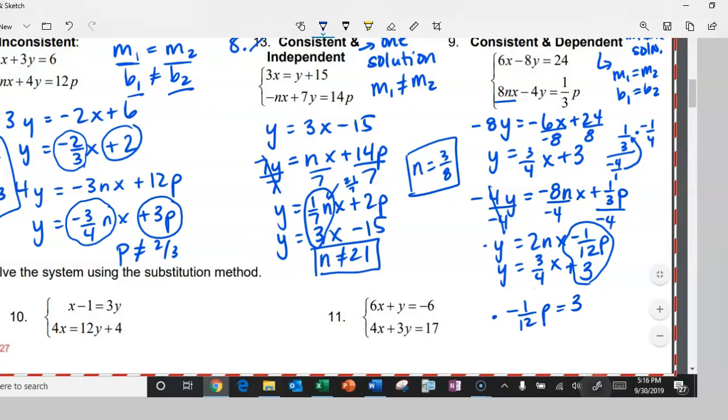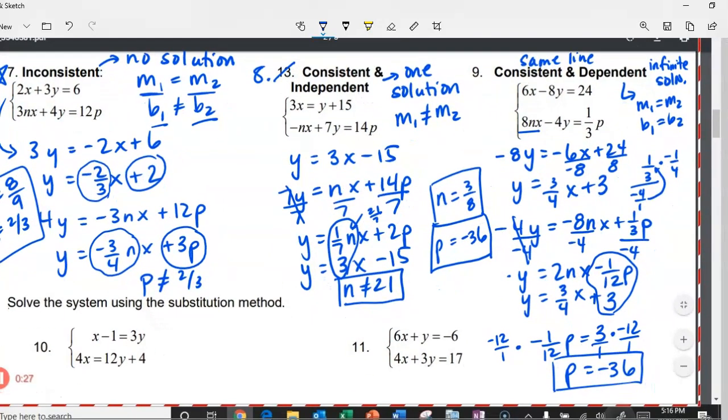Okay, so I'm going to multiply by the reciprocal, which is a negative 12 over 1. Okay, so then of course negative 12 times negative 1 is a positive 12 over 12 is equal to 1. So p is equal to, and this is over 1, so this is just negative 36. All right, so when my p is equal to negative 36 and when my n is equal to 3/8, that's when I'll get a consistent and dependent system. Okay, hopefully that makes sense now, and you should be very comfortable with classifying. Just replay the video for whatever you need.